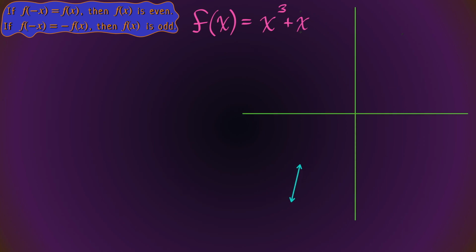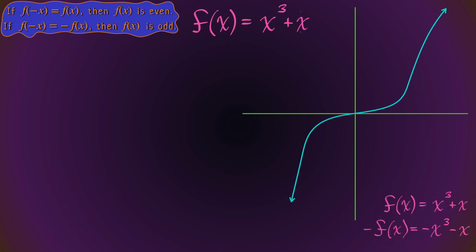So an example of an odd function: here we have f of x is equal to x cubed plus x. And if we take a look at the graph, we are left with this thing. So to show that this thing is odd, we want to write out f of x and negative f of x. And then we're going to do the test. Remember, we're going to plug in negative x to the function.